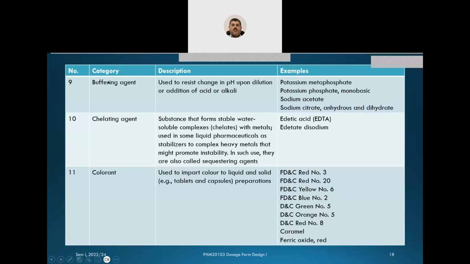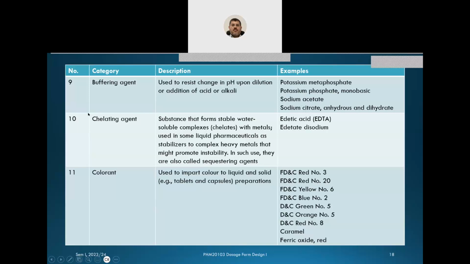We use some buffering agents, which are composed, as you know, of a weak acid and its conjugate salt. This is in order to fix the pH of the formulation and to resist the change in the pH upon addition of acid or alkali. And this pH will be adjusted to be suitable for the stability of the drug product and for the good performance of the formulation. So many salts can be used together with the weak acid.